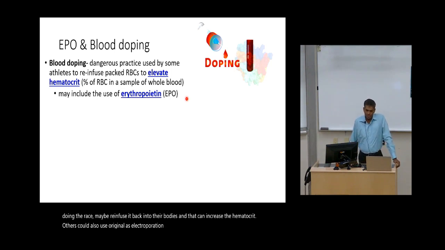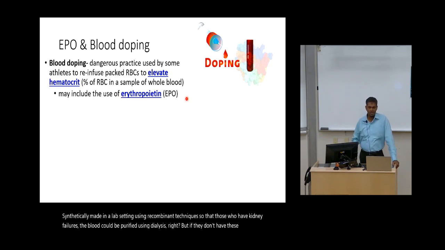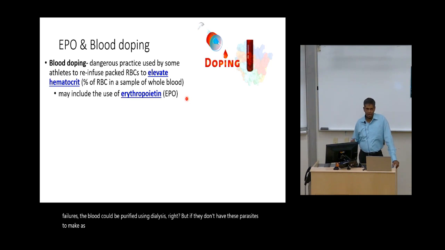Now the original reason why erythropoietin was synthetically made in a lab setting using recombinant techniques was for those who have kidney failure, whose blood could be purified using dialysis. But if they don't have these pericytes to make erythropoietin, then they will not have red blood cells being generated, and that can lead to very low energy levels. So that's the initial reason why erythropoietin was synthetically made, to help people with kidney failure.